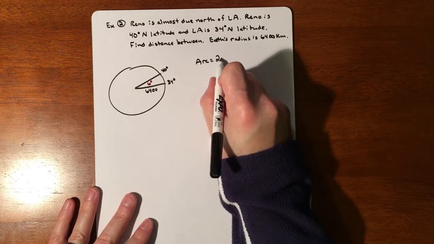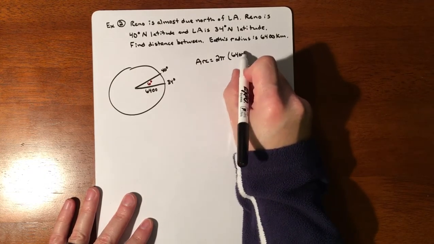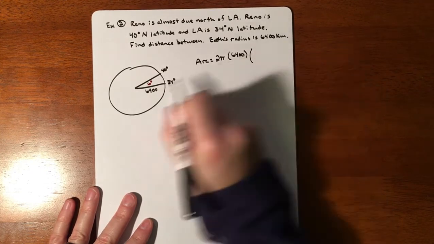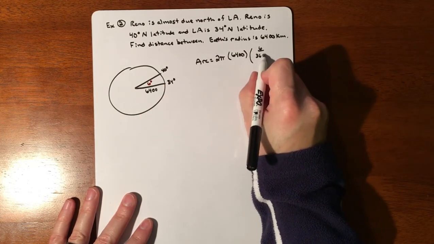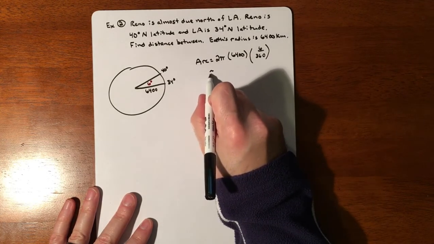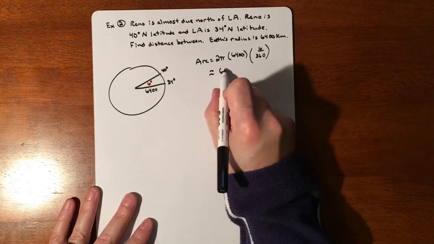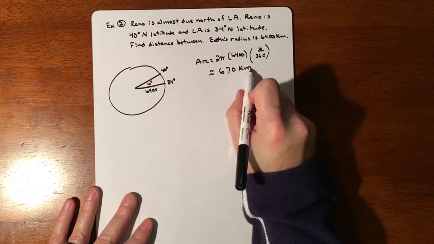So for our arc, we need 2 pi times the radius times our fraction. And since it's degrees, we're going to do 6 out of 360 and put that in the calculator. So that is roughly 670 kilometers when you put it into the calculator.